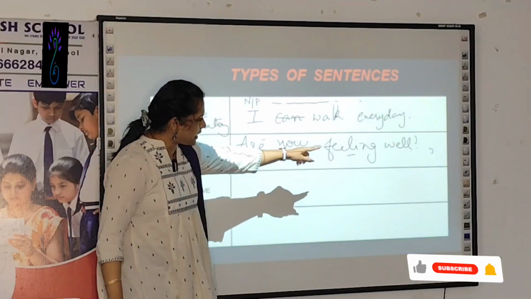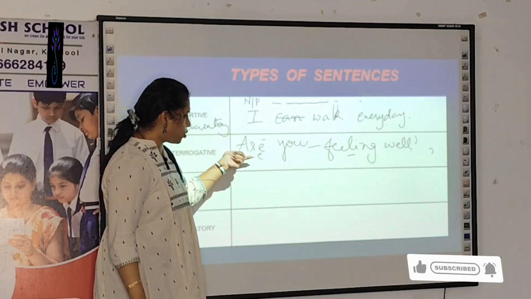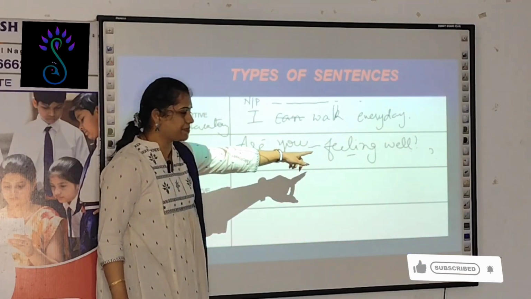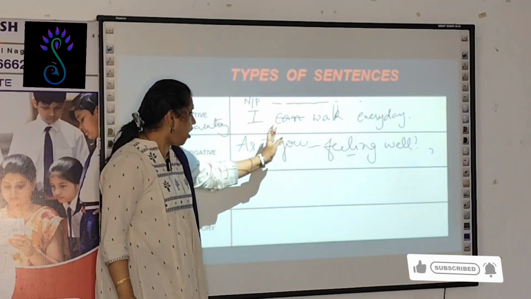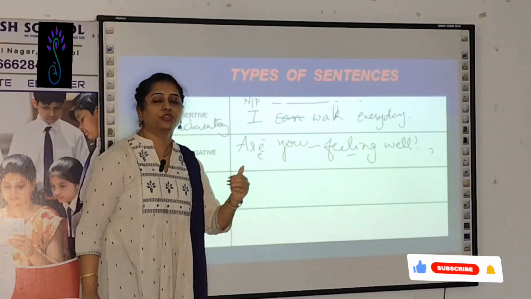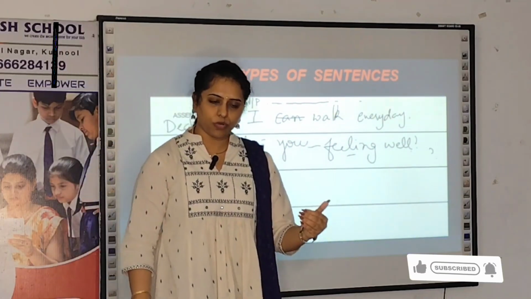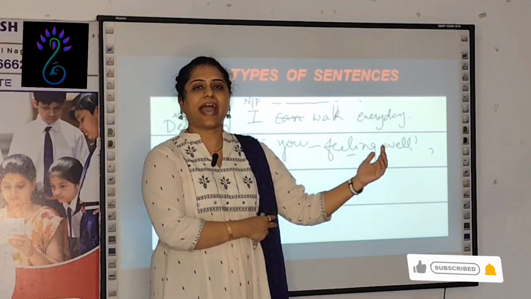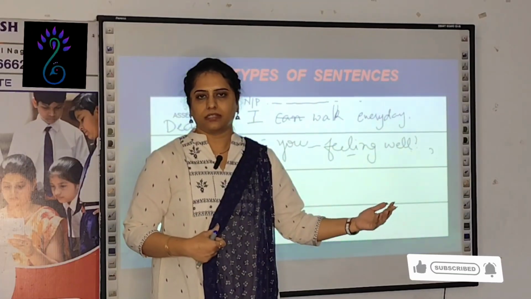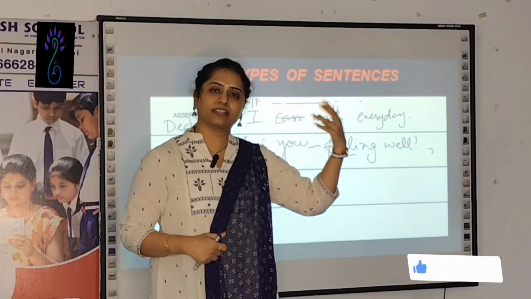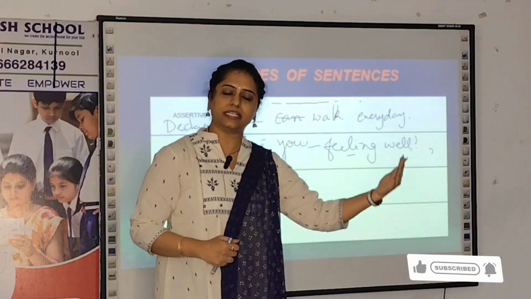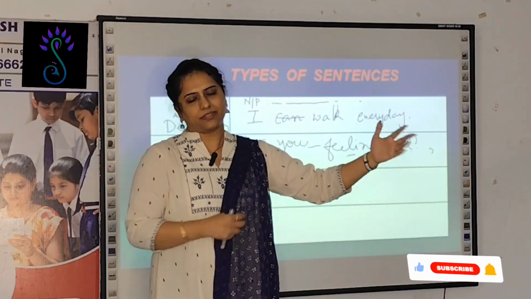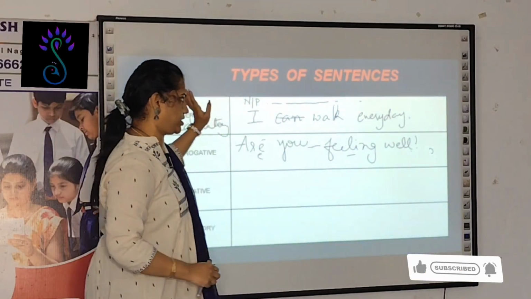Are you feeling well? Are is an auxiliary verb. It is followed again by a noun or pronoun and next the main verb. Are you feeling well? Do you come to school regularly? Does he have anything to eat? So do, does, or any helping verb, next a noun or pronoun, afterwards it is the question mark. It should end with the question mark.